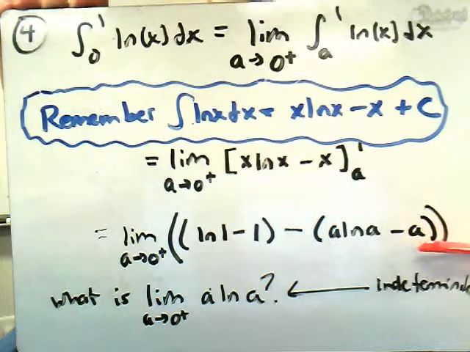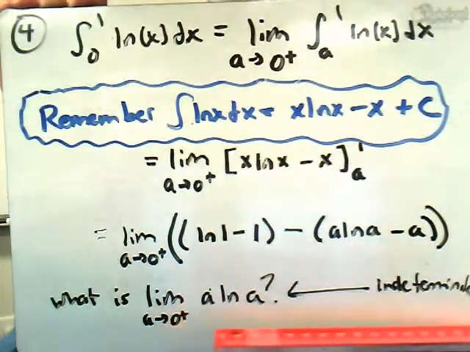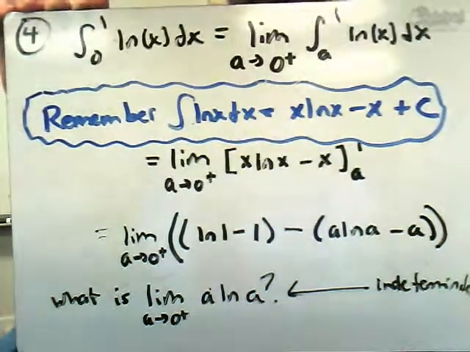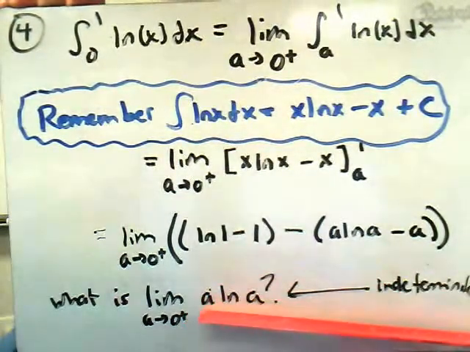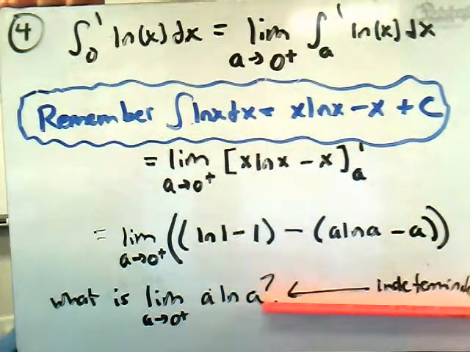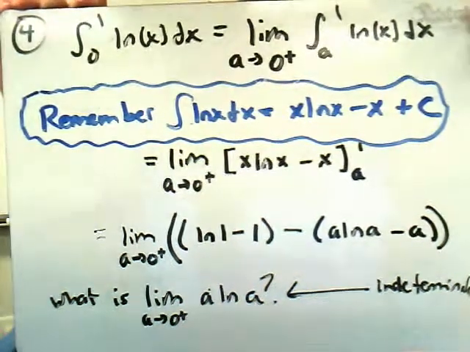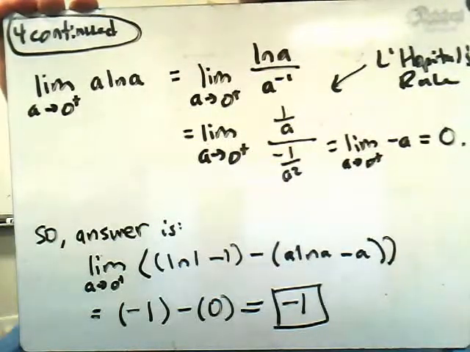Minus a times natural log of a minus a. And the a part will be simple to evaluate. The question is, what is the limit as a goes to 0 from the right of a natural log of a? In fact, this is indeterminate form, because we have a form of 0 times negative infinity. So, with indeterminate form, we need to use L'Hopital's rule. So let's take a look at what that limit is.